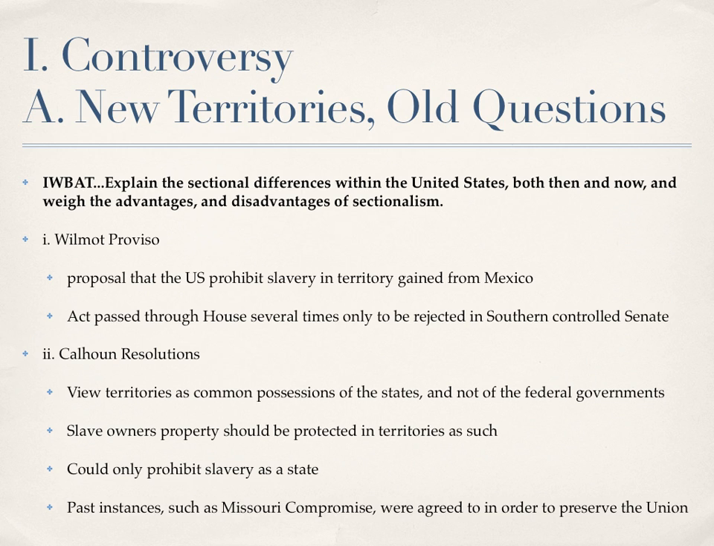Okay, so section 1, controversy. Your objective for this section is that you should be able to explain the sectional differences within the United States, both then and now, and weigh the advantages and disadvantages of sectionalism. And this is something we'll discuss in class, and maybe we might actually have a discussion post on course sites.